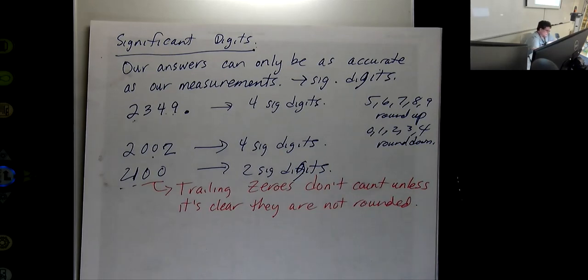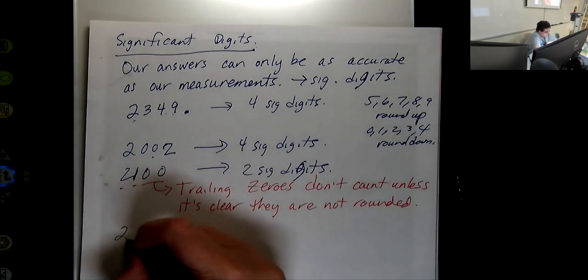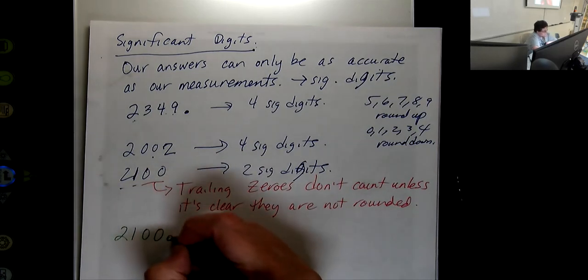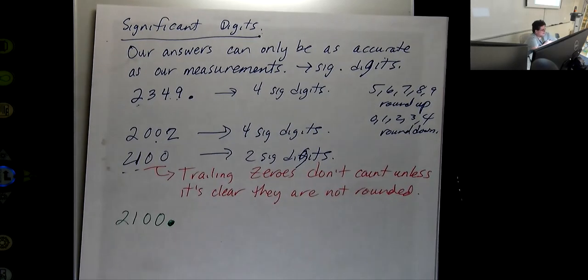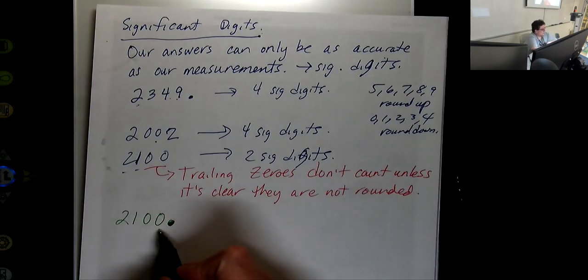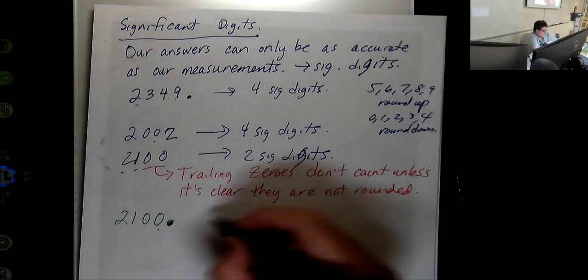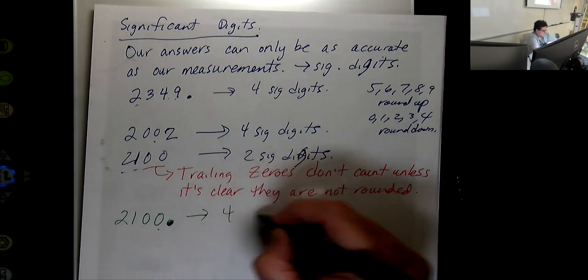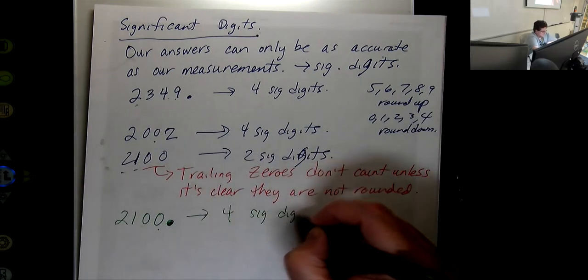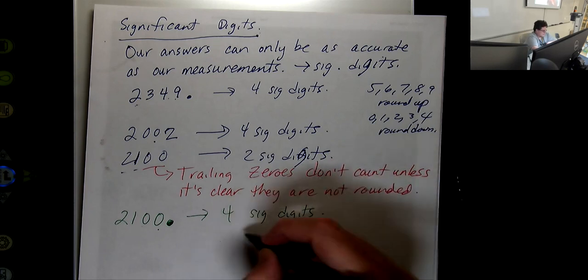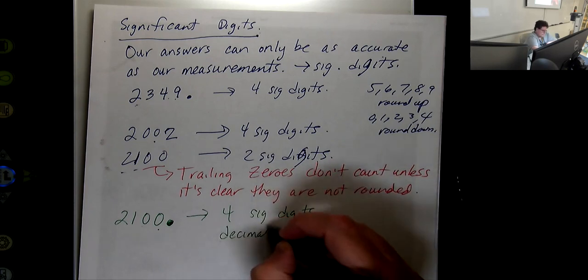If you put the decimal there, the decimal is used to indicate I actually measured this. This is 2100 exactly. And we would say 4 significant digits, because the decimal indicates that it was an exact measurement.